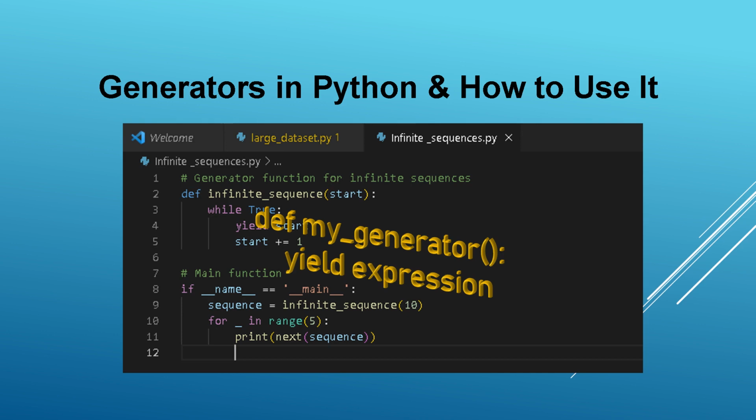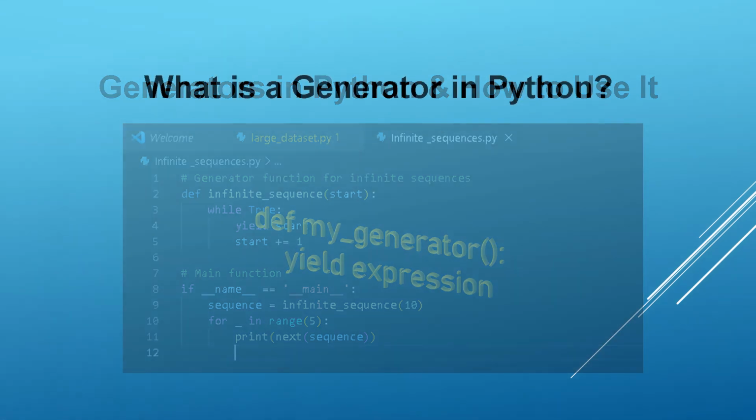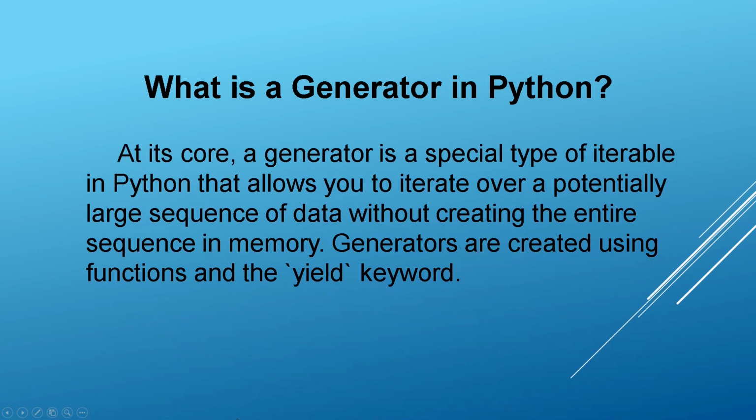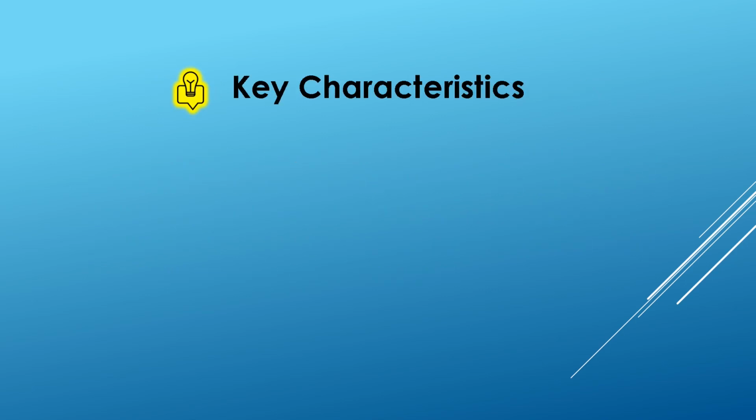Let's kick things off with a fundamental question: what is a generator? At its core, a generator is a special type of iterable in Python that allows you to iterate over a potentially large sequence of data without creating the entire sequence in memory. Generators are created using functions and the yield keyword. Now, let's delve into the characteristics that make generators unique.